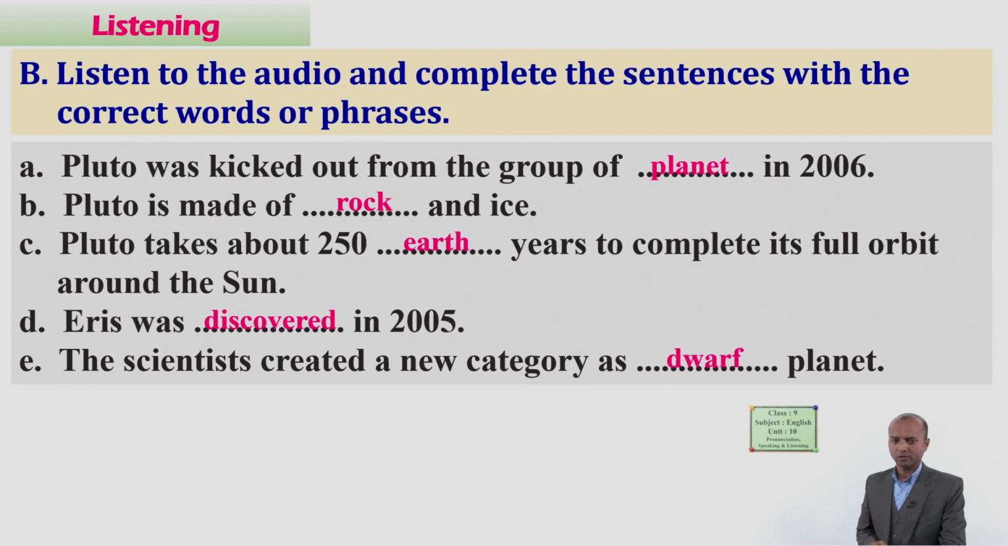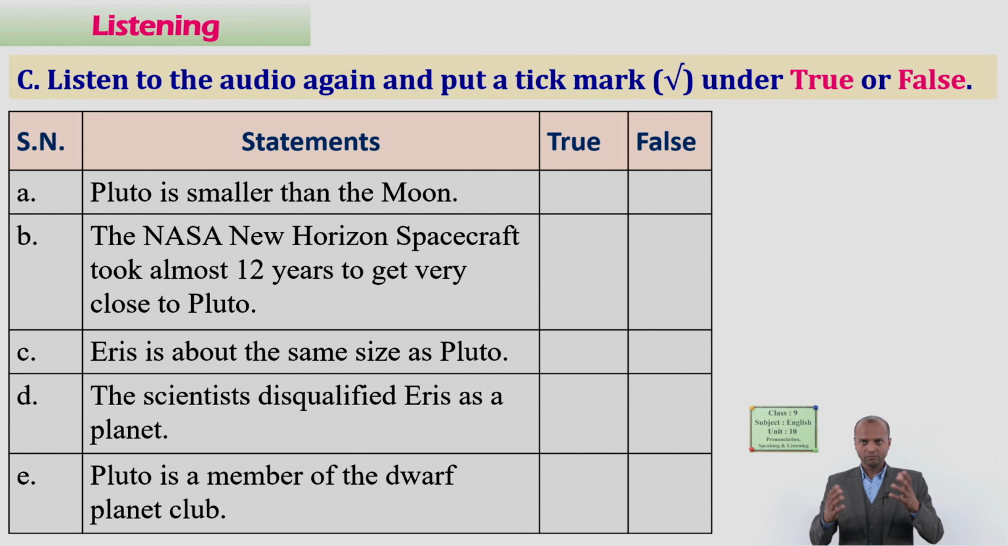You did a wonderful job. Let's move to the last activity, that is C. Here you have already taken the answers. I just want to show, or make sure, that your answers are correct. Please check. Pluto is smaller than the moon. What do you think? Is it true or false? Okay, it is true.